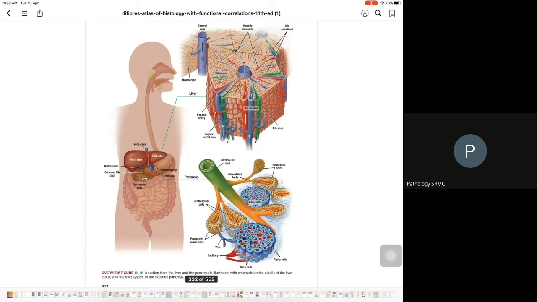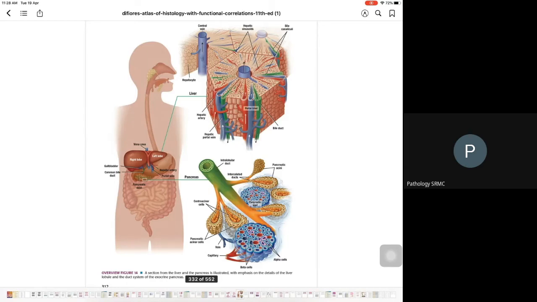A section from the liver and the pancreas is illustrated with emphasis on the details of the liver lobule and the duct system of the exocrine pancreas. On the left, they have highlighted the major organs: right lobe of liver, left lobe of liver, vena cava, gallbladder, common bile duct, pancreatic duct, and then hepatic artery and portal vein, sir.